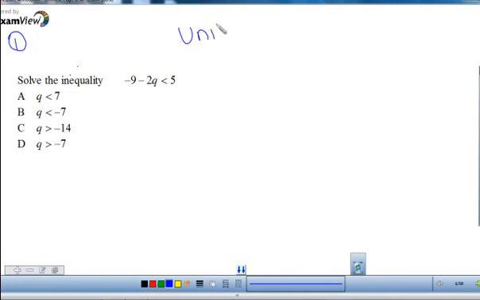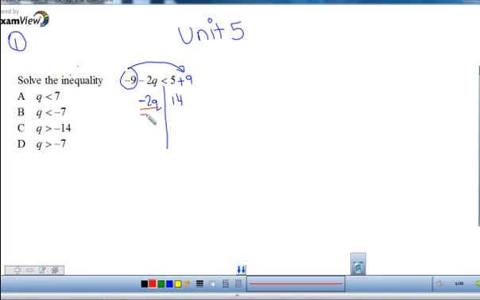So this is the Unit 5 review. Number 1 says solve the inequality. So all we do is the less than sign becomes an equal sign and we draw a line. The first thing we're going to do is add 9. So we're going to move the 9. We're going to bring down this 2Q. 5 plus 9 is 14.